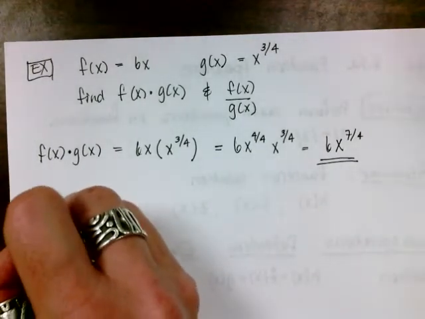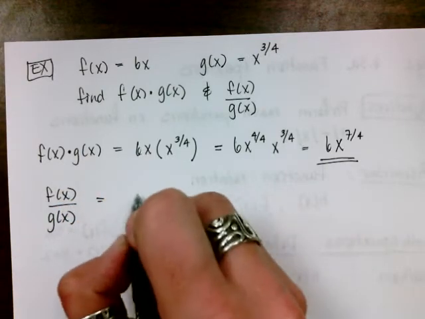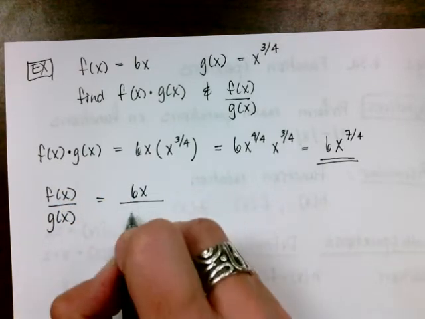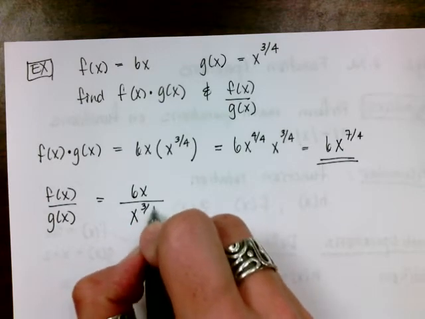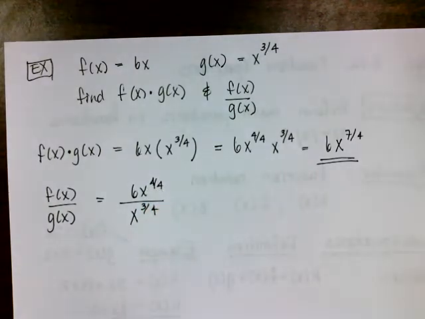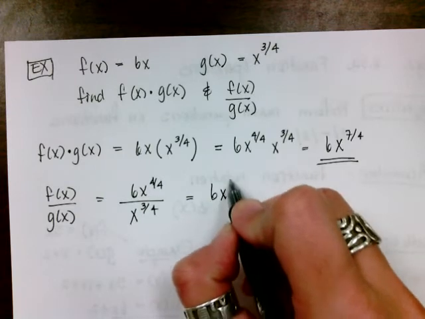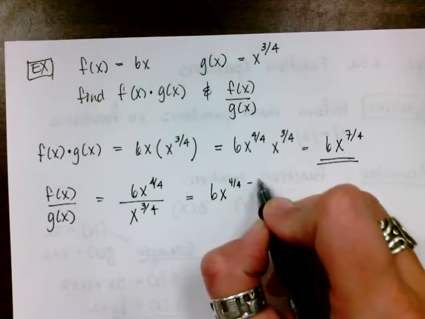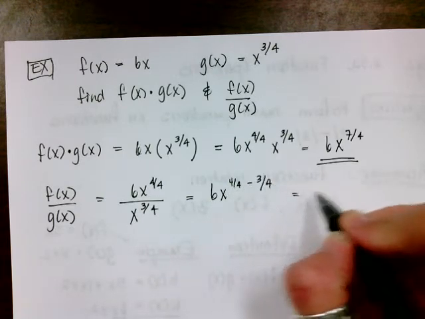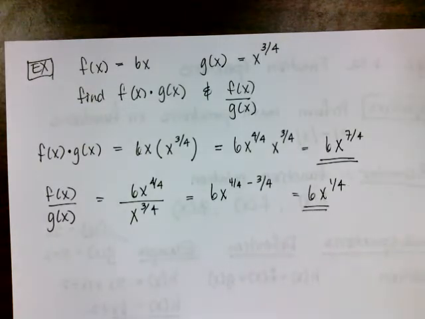So now if I do the division, f of x divided by g of x, my f of x was 6x, and my g of x is x to the 3/4. So I'm going to change this 1 to be 4 over 4, because now I can manage the math. So now this is 6x to the 4 over 4 minus 3 over 4. So this is 6x to the 1/4. And now that one's done. So actually, really not a difficult process.